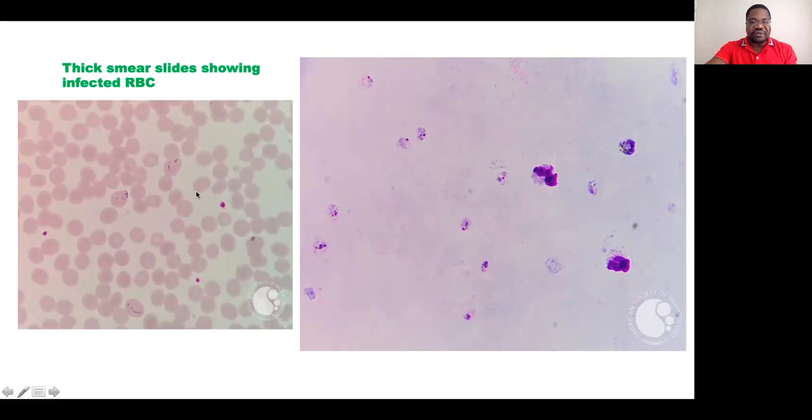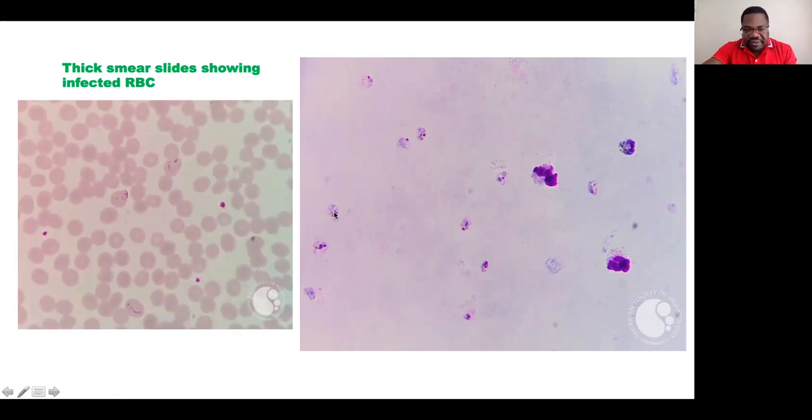But what it allows you to see is that you have many red blood cells in one place, because the smear was thick, so it brought many layers of red blood cells, and you can quickly pick up if there are any red blood cells that are infected. But you are not really able to describe appropriately the morphology of the parasite to say whether it's Plasmodium falciparum, vivax, ovale, or malariae.